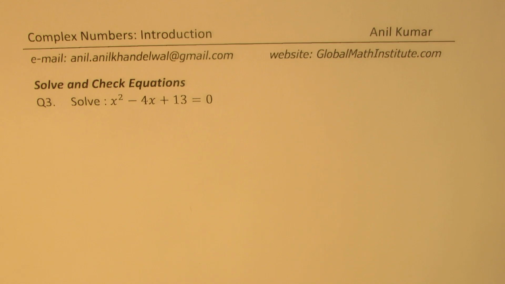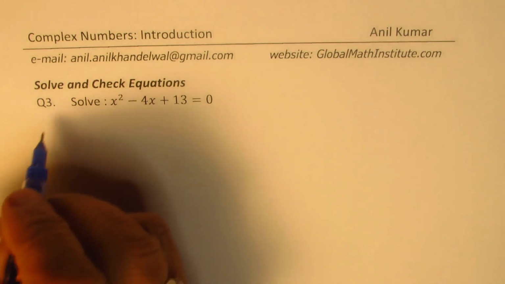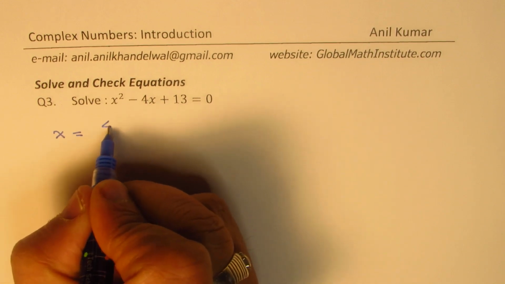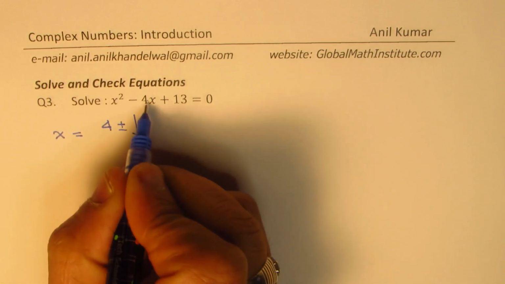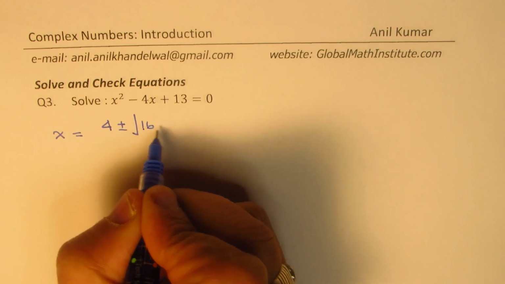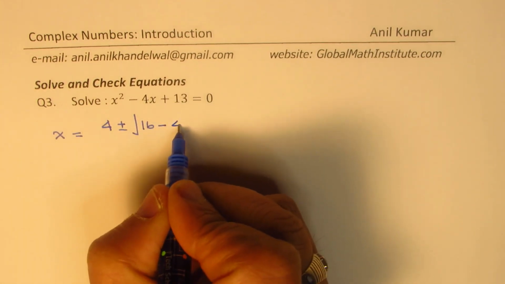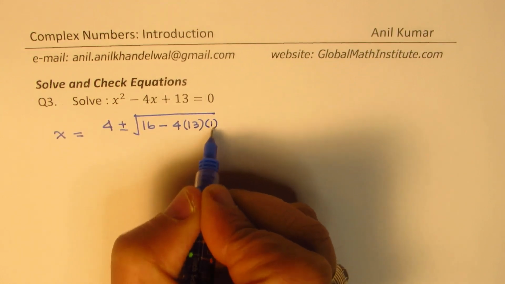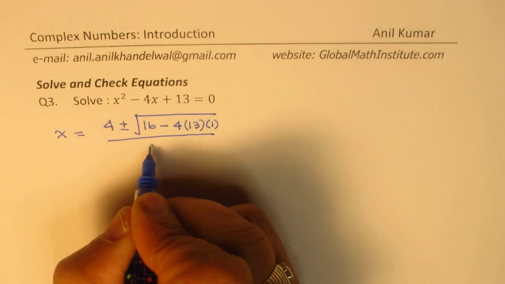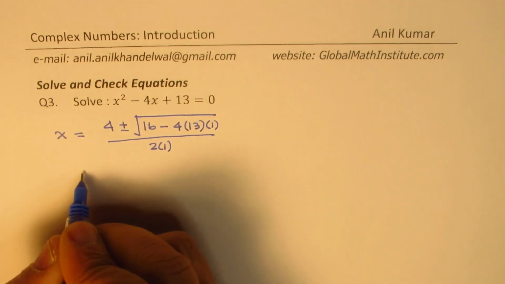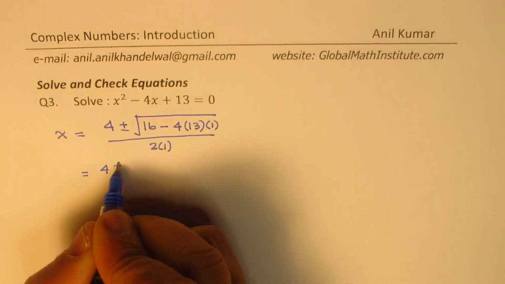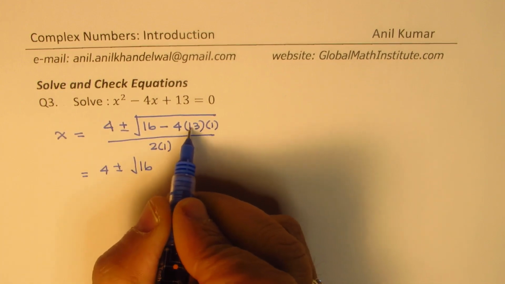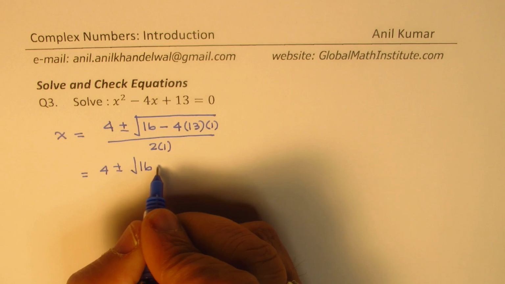Now we can solve this using the quadratic formula. So we can write this as x is equal to minus of b, which is 4, plus minus square root of the square of this, which is 16, minus 4ac, which is 4 times 13, and 2 times a, which is 2 times 1. So that gives you 4 plus minus square root of 16 minus 52, where 4 times 13 is 52.